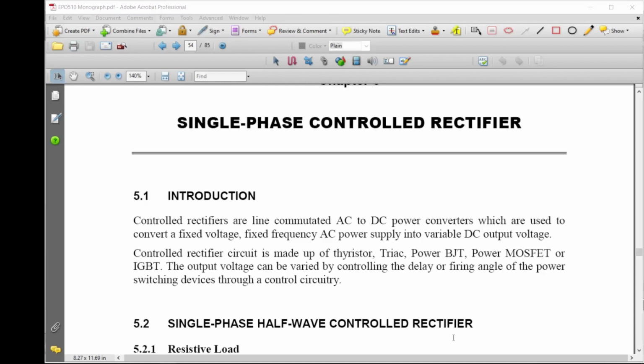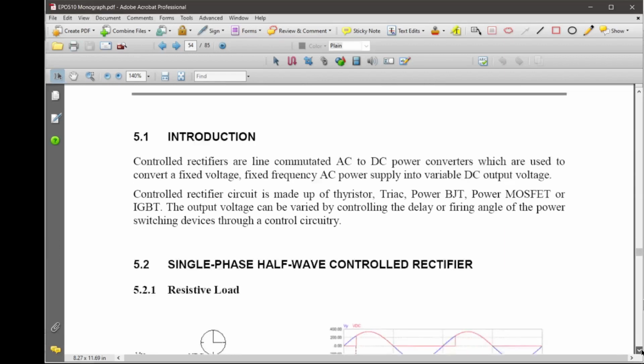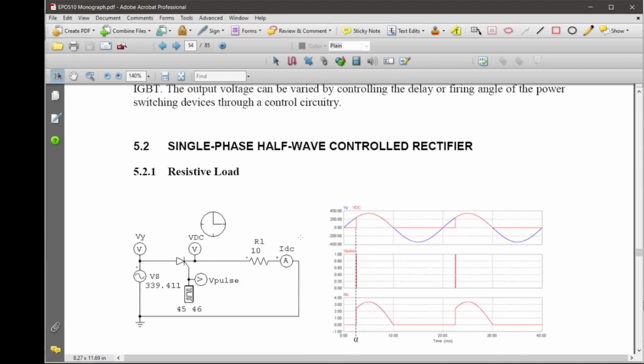Okay, so we start with a single phase half wave control rectifier, whereby we have a similar circuit, supply voltage and the load, and we have this thyristor. So this is actually the circuit taken from PSIM simulation. And this is known as an alpha controller. Alpha is the firing angle, which means that you delay the turn on of the thyristor, you trigger the thyristor at a certain degree, and that degree is known as alpha or firing angle. You fire the thyristor.